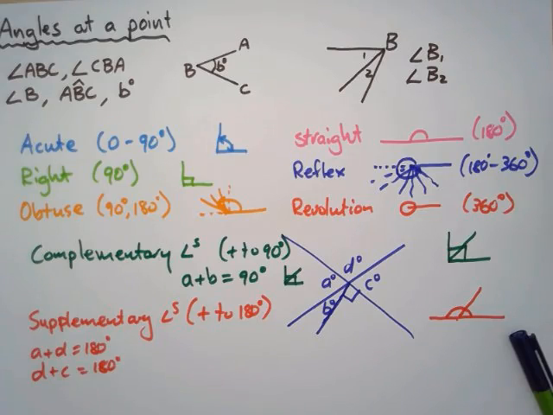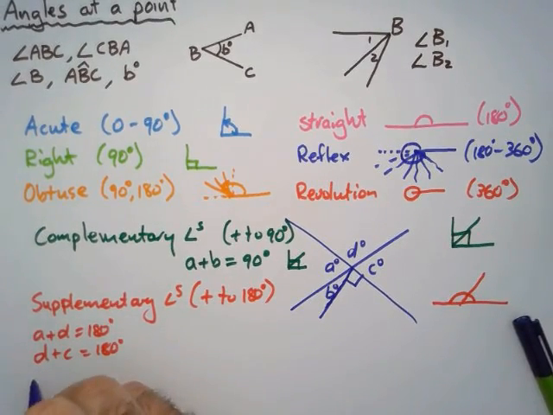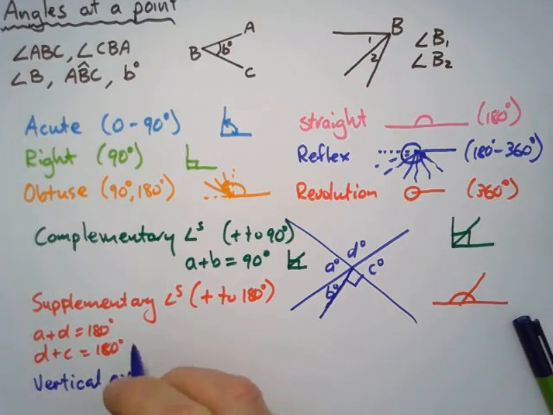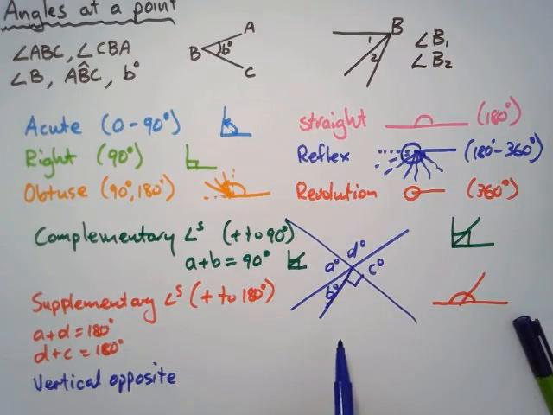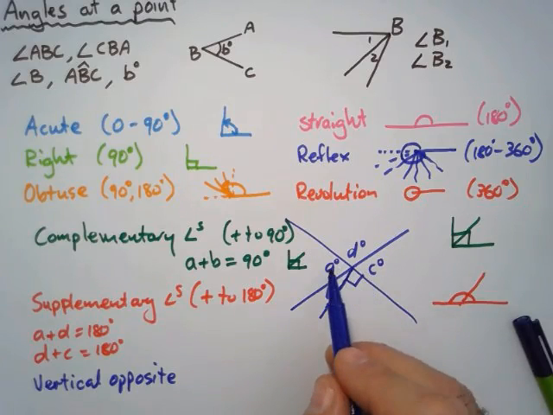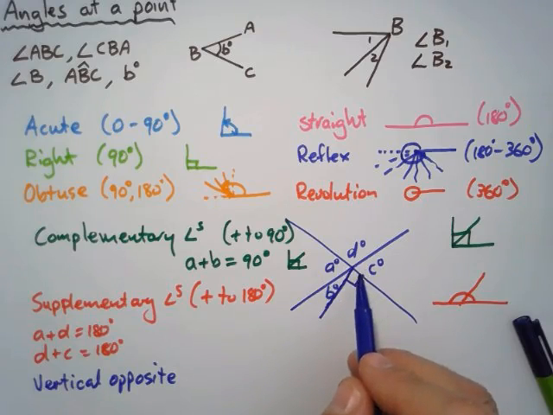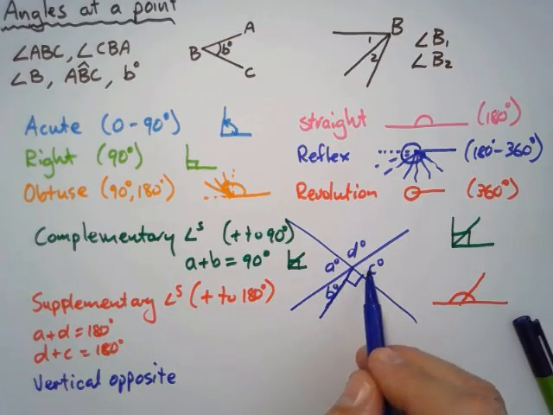The last thing that we need to know about the angles is vertical opposite angles. I'm just going to move this a little bit up. Now, what vertical opposite angles are is, if I look at my sketch over here, if I have two lines intersecting, then the two angles that are opposite each other must be the same size. A must equal C.